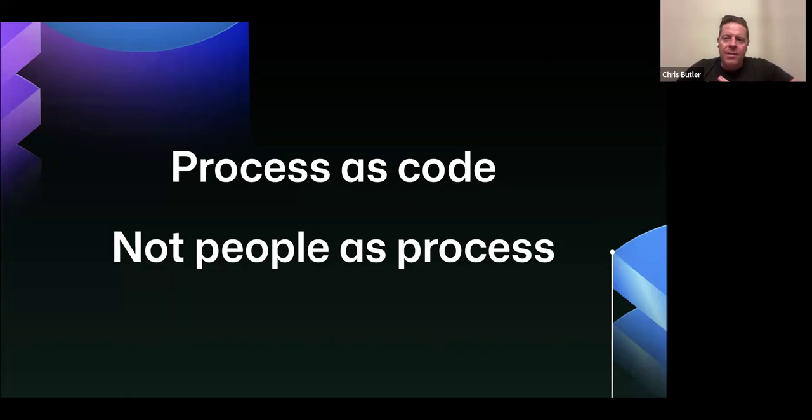So again, process is code, and especially with the way that instructions work for agents, it can be the same thing. And we should not use people double checking 3 different spreadsheets to make sure that everything is actually true. We should be using machines for this.